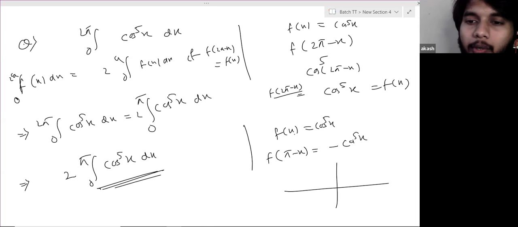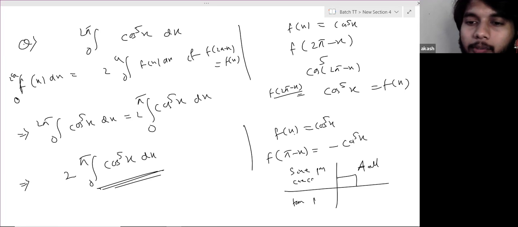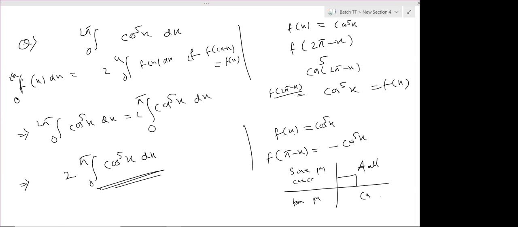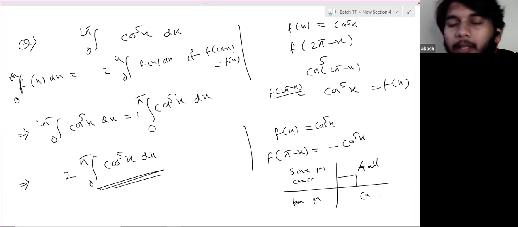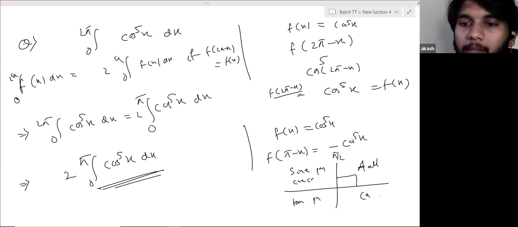In the first quadrant, everything is positive. In the second quadrant, sine is positive, and sine and cosec are positive. In the third, tan is positive, and in the fourth, cos is positive. So ASTC, this is the code word. Now draw the axes: pi by 2, this is 3 pi by 2, 90 and 270. This is 0, 2 pi, and this is pi, 180.